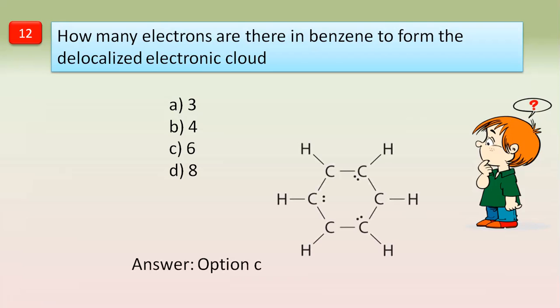Now see the structure of benzene. These are the pi electrons, and these pi electrons are delocalized. The delocalization of pi electrons takes place around the carbons, forming alternate double and single bonds. And how many electrons take part in the delocalization? 6 electrons. These are 3 pairs of electrons, which means 6 electrons form the delocalized electron cloud.